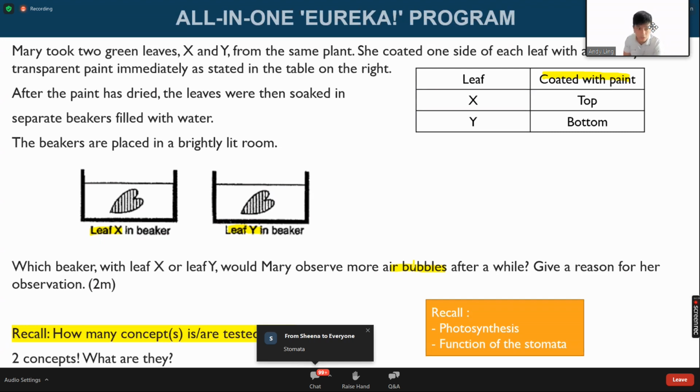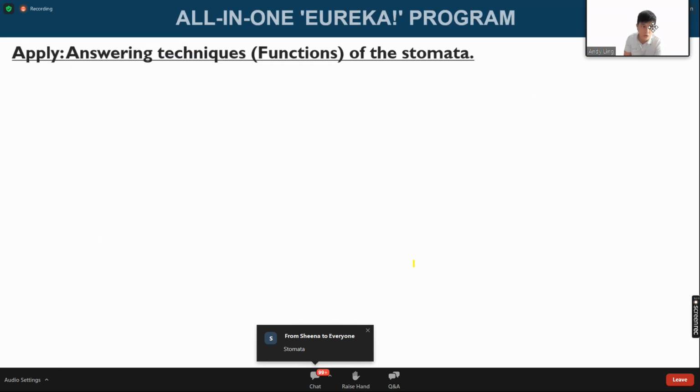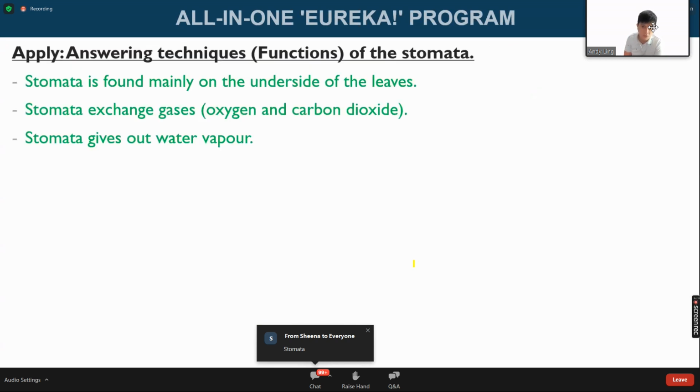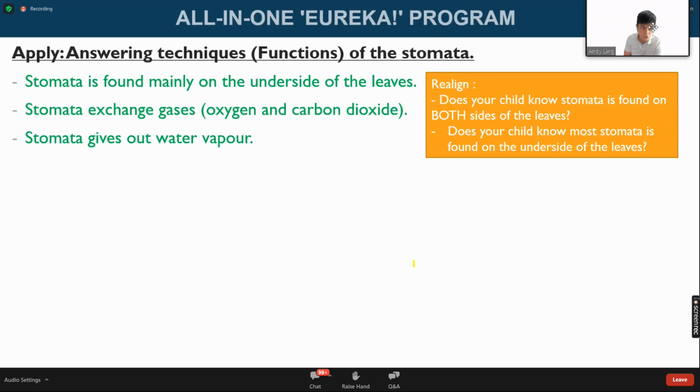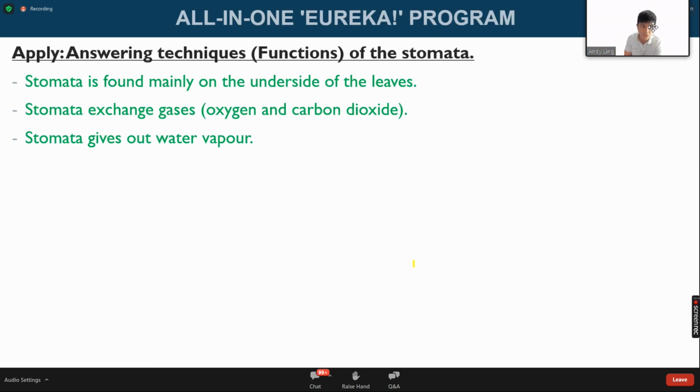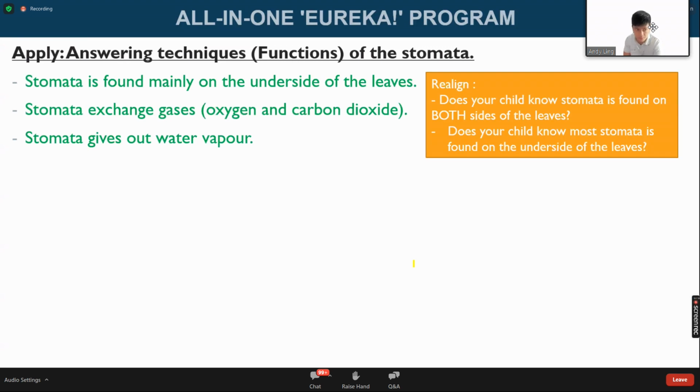So far, so good. So we are done with the first R. Now we are going to show you the answering, the RA, remember? So I'm going to show you the RA now. So what's the answering technique for the function of the stomata? Quite a lot. Again, parents, don't write down, later I'll give you time to take a picture. Now is a golden opportunity to do realignment.